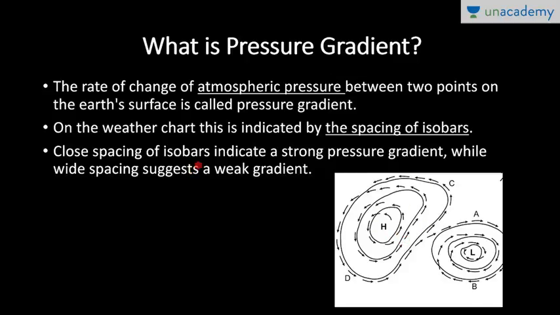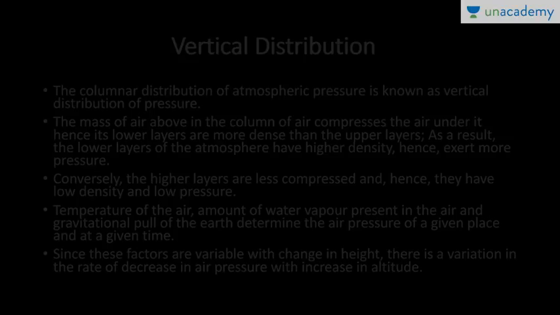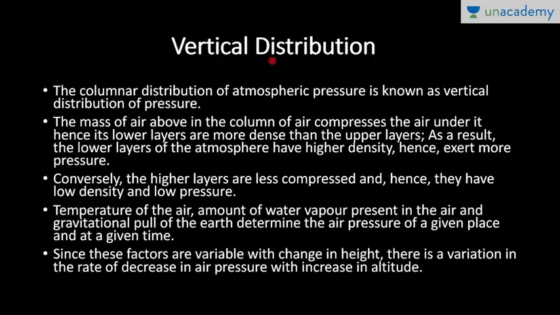So closely spaced isobars indicate a strong pressure gradient, while wide spacing suggests a weak gradient. Okay, now let's discuss the vertical and the horizontal distribution of pressure. The columnar distribution of atmospheric pressure is known as vertical distribution.